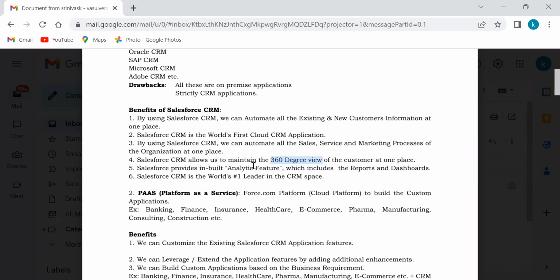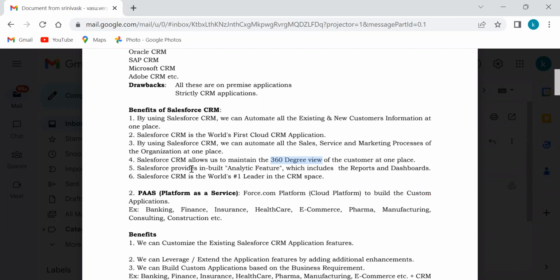Next, it also provides an analytics feature, which includes reports and dashboards. Yesterday we discussed this point. Not only is it providing a ready-made CRM application to automate the sales, service, and marketing processes, it is also providing one more feature called analytics. Using this analytics feature, we can generate reports, and we can show our data in pictorial format, in the form of chart components, by using dashboards.